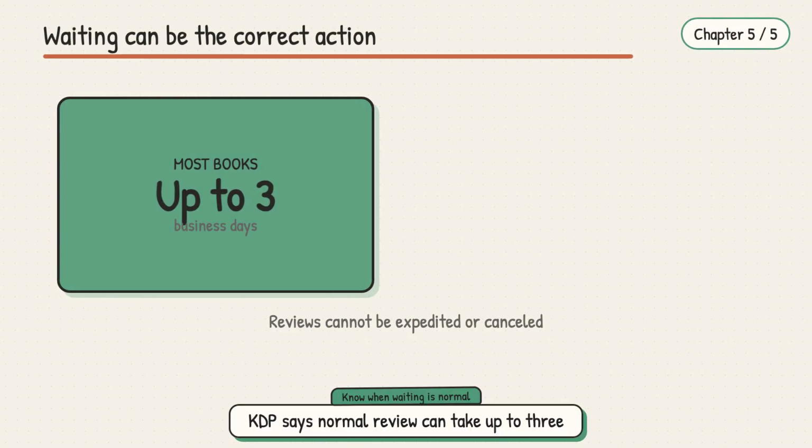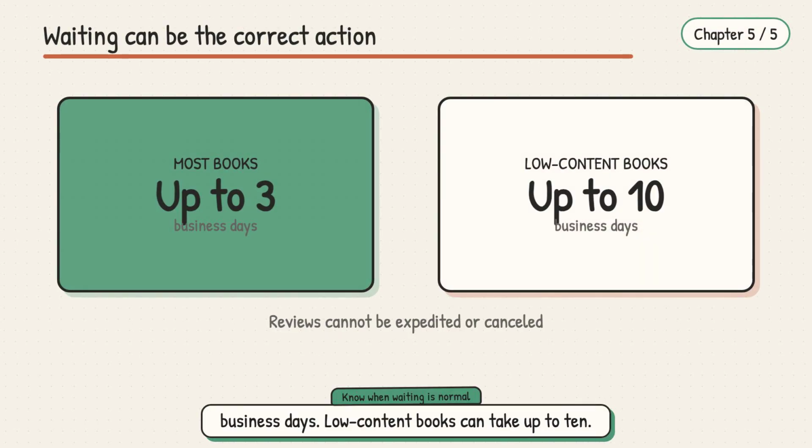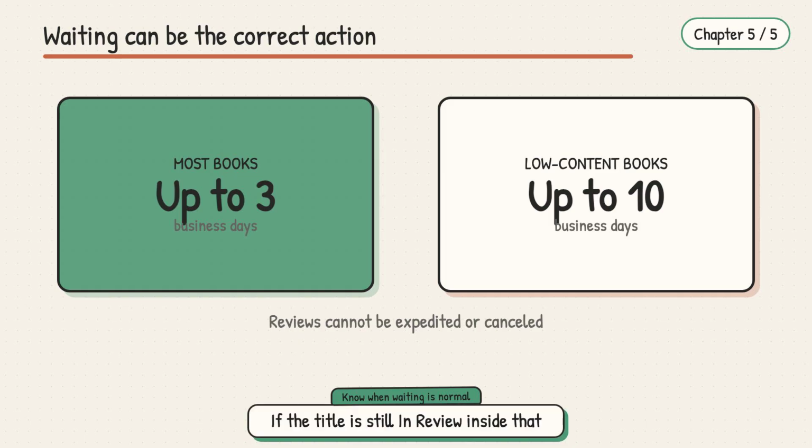KDP says normal review can take up to 3 business days. Low-content books can take up to 10. Reviews cannot be expedited or cancelled. If the title is still in review inside that window, waiting is usually the correct action.